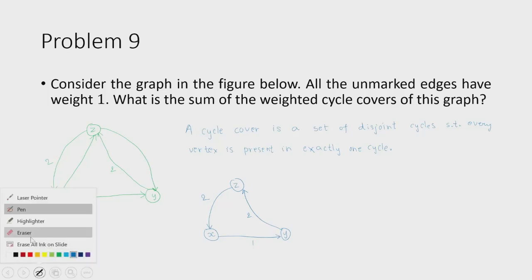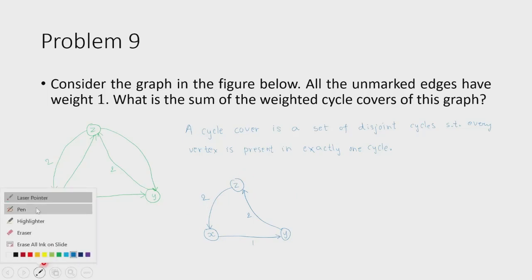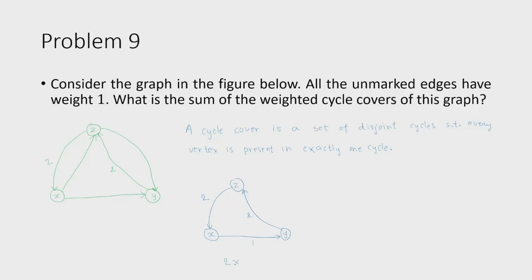Now let's see if this can have any other cycle cover. Okay, first of all, notice that this edge must be present in every cycle cover. Why? Because this is the only way to get to X. So if this edge is not there, then X cannot be in the cycle cover. And as we saw, if this edge is there, then we are forced to pick this edge and therefore to pick this edge. So this is the only cycle cover in the graph. Now what's the weight of this cycle cover? It's 2 times 1 times 2 equals 4. And since this is the only cycle cover in the graph, the answer is 4.